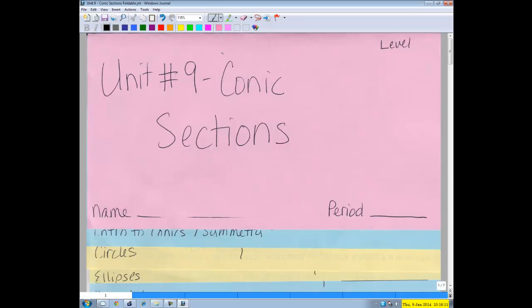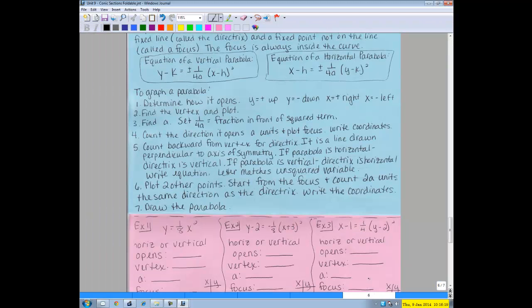Alright, we're going to finish up our Unit 9 foldable for conic sections. So flip open to the very last flap of your foldable. And it looks like this. So this is how we plot parabolas, just using these equations here.